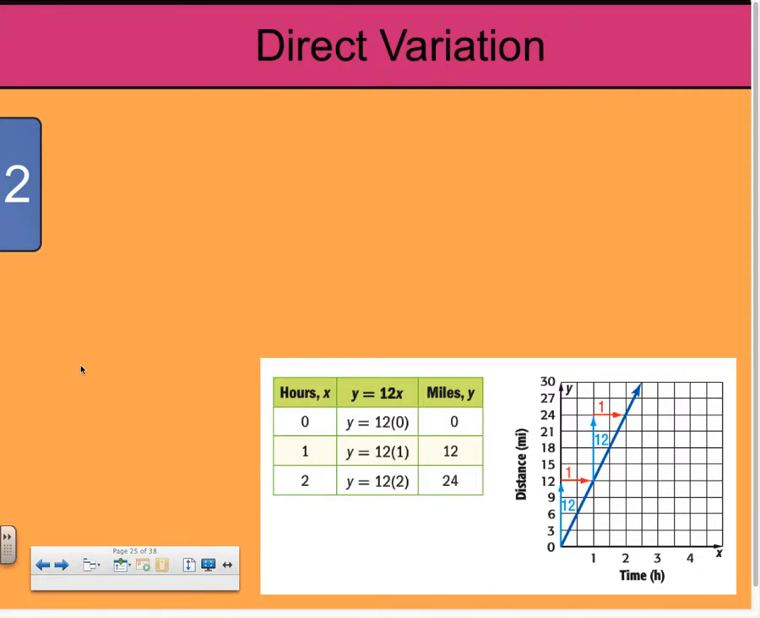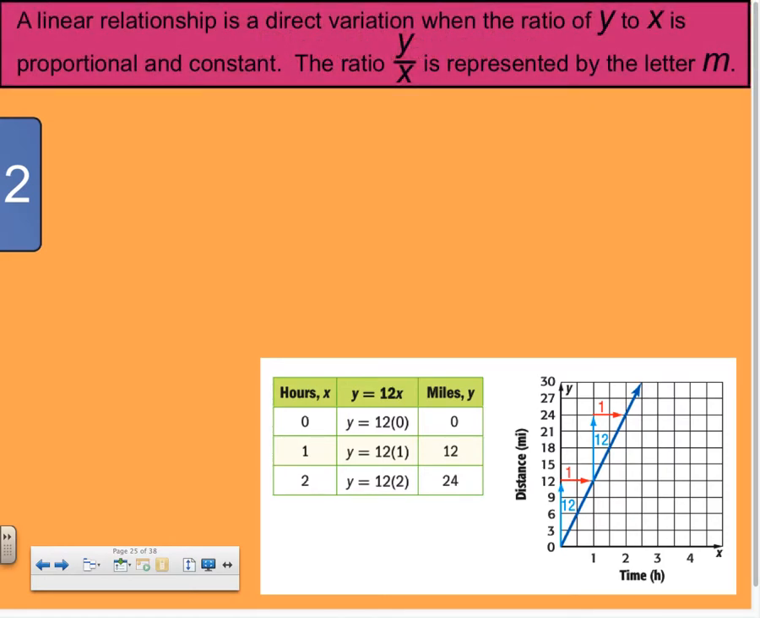Okay, here we have another example. Once again, it is a direct variation. Remember what a direct variation is. It's our linear relationship. It's proportional. It's constant. And we've said, once again, we can represent it by this idea of y over x equaling that slope or that constant. And that equation can be rewritten as y equals mx.